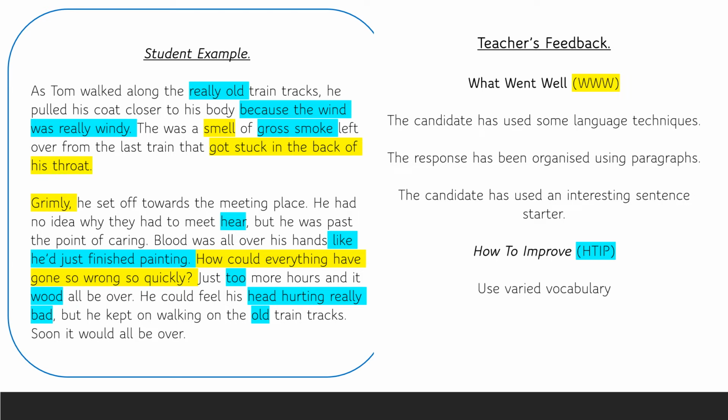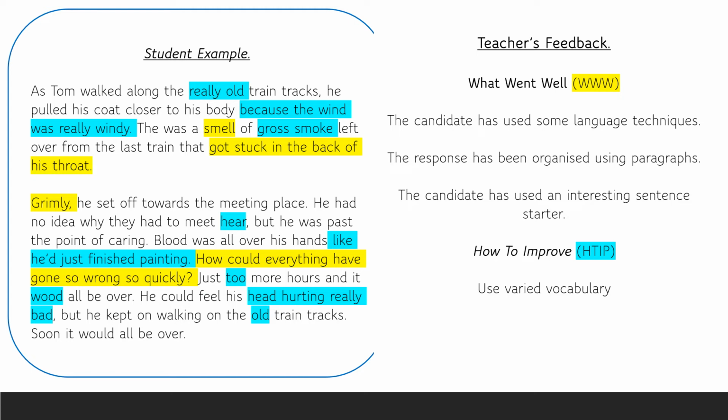So let's think about the first sentence then. "As Tom walked along the really old train tracks." Really old, we can do a lot better than that, so you need to think about what kind of words could be used there to upgrade that sentence. "Because the wind was really windy." Well, of course wind was really windy. You have to think about how you could actually describe it. Maybe even use a technique, use something like personification to really help it to come alive.